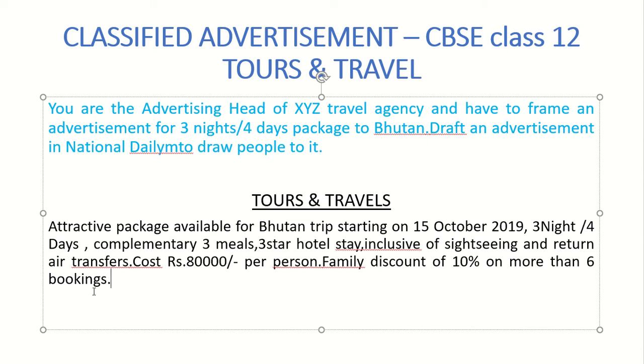And here I have missed one line, you can write here: For booking, contact XYZ travel agent, phone number 98, any random. If they have mentioned the number then write that, or else any random number you can give. You can even write it with XXX, that's better, so as not to give anyone's number.